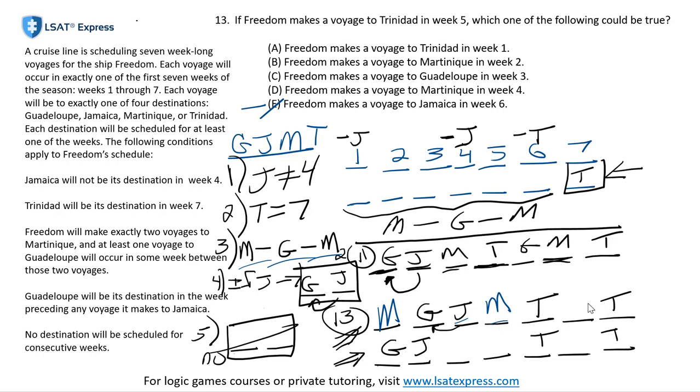Who would go in the 6th slot? Well, G. G could go in there. So there you have it. We wrote out enough to be able to get to the correct answer pretty quickly. Answer D is in David.